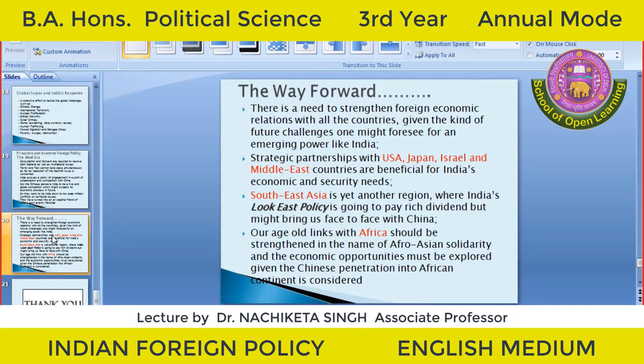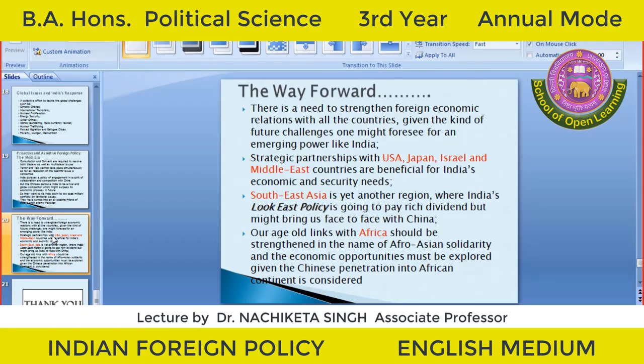So nuclear proliferation is again another important determinant of India's foreign policy, because the way Pakistan got hold of nuclear weapons and then pursued its nuclear program with the active support of China is a major threat to India's security. So therefore, we need to take that into account when we devise our foreign policy in the 21st century.